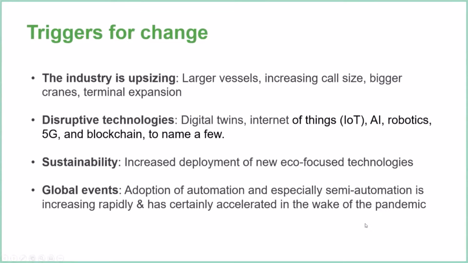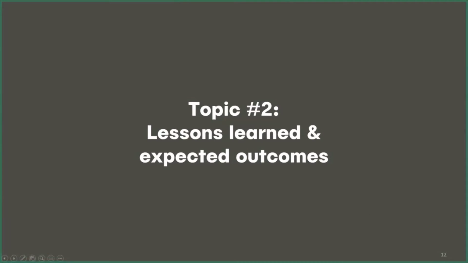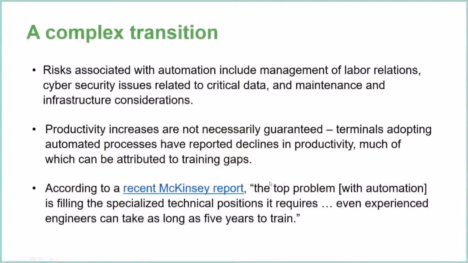Now let's move on to the second of our 4 topics. Topic number 2, lessons learned and expected outcomes. First, we do have to acknowledge the complexity of the transition towards remote operations. There are risks associated with automation, including management of labor relations, cybersecurity issues related to critical data, and maintenance and infrastructure considerations. I will ask Laila to speak to some of the technology risks in just a moment, but let me first emphasize some of the other points on this slide.